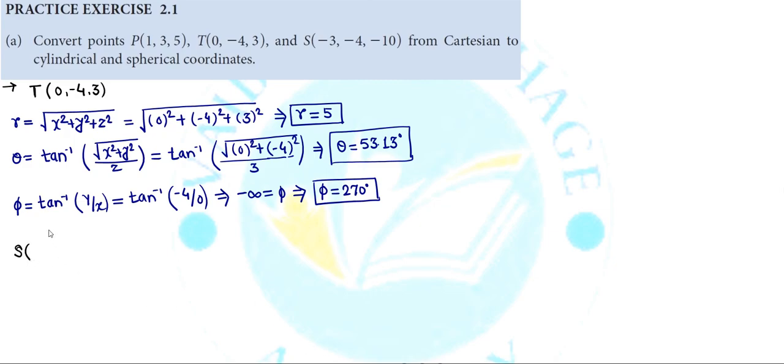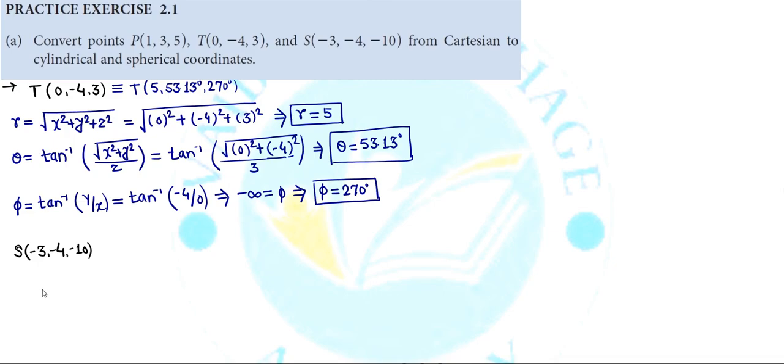So point S is what? Minus 3, minus 4 and minus 10. Okay, let me rewrite it for you. So that T in terms of your spherical system is what? 5, 53.13 degrees, and then this phi to be 270 degrees.